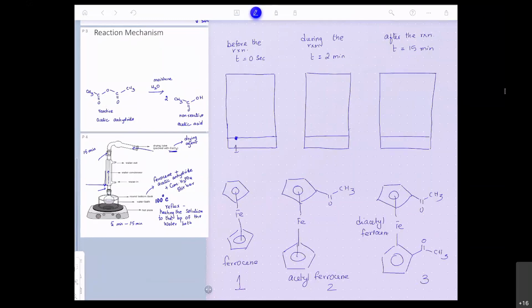Yeah, 1 is the least polar. We do need to know that to draw, okay, our TLC plates. This 3 is our most polar because you got 2 carbonyl groups, right? This one is the intermediate polarity.